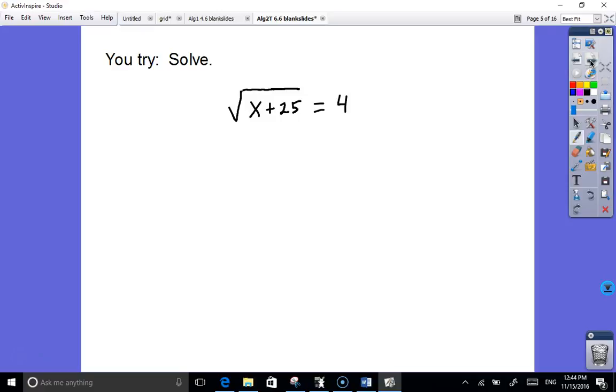So try that one. What did you do to undo the radical? Square both sides. So that's x plus 25 equals 16. Subtract 25, x equals negative 9.